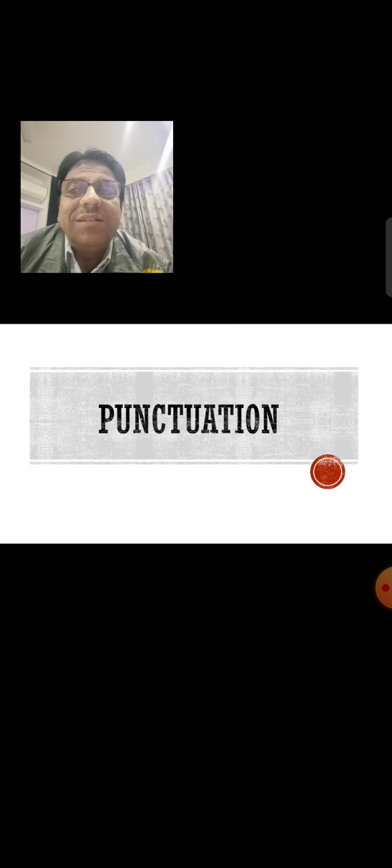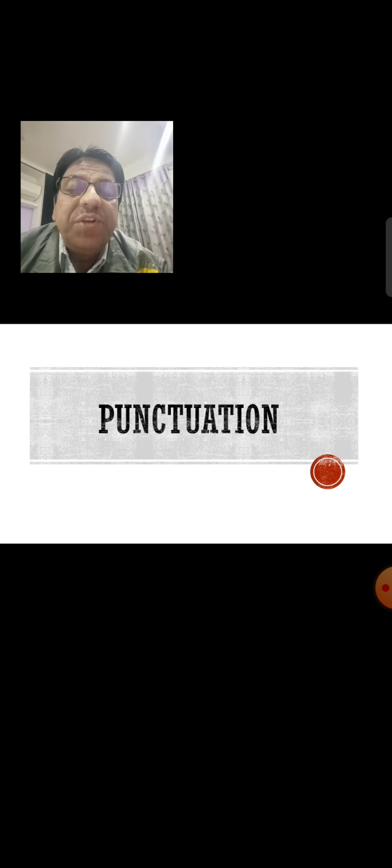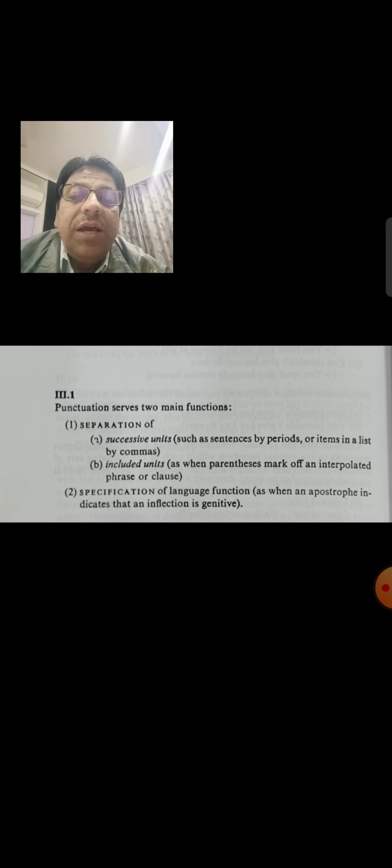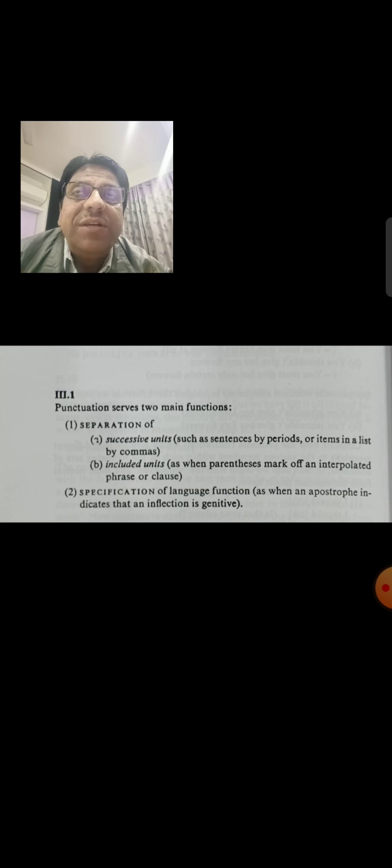Punctuation mainly serves two purposes. That is, it is used in order to divide successive units or for specification of a language function. As you can see, these are the two functions which are served by punctuation. The first is separation of successive units. That is, sentences are marked off by periods. A period is used in American English and full stop in British English.